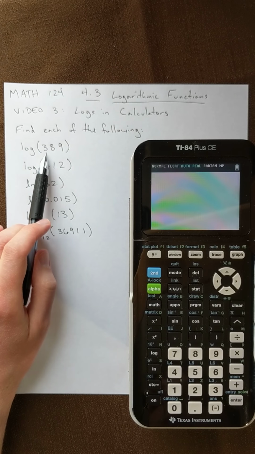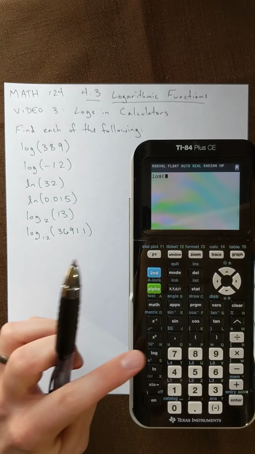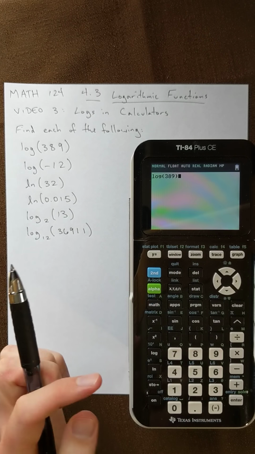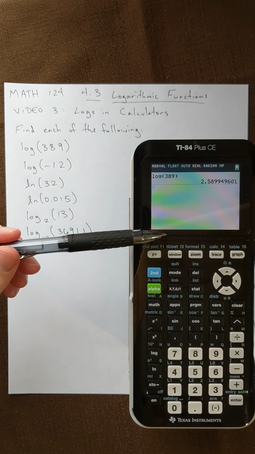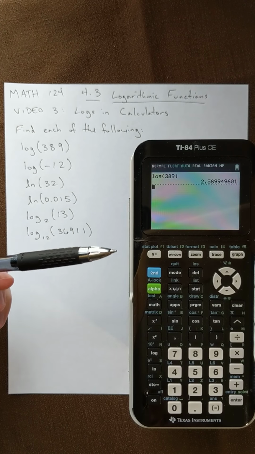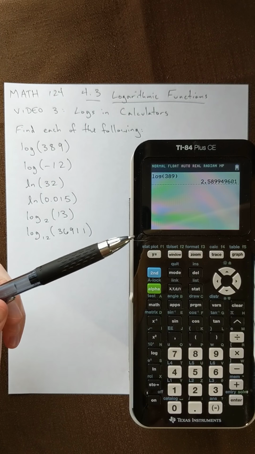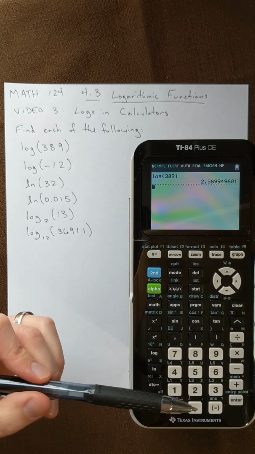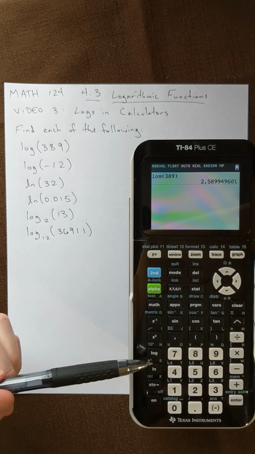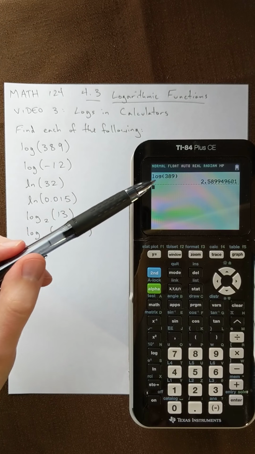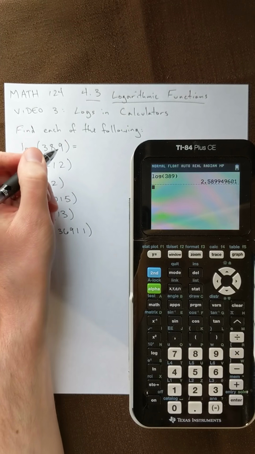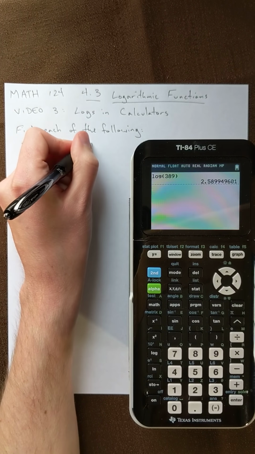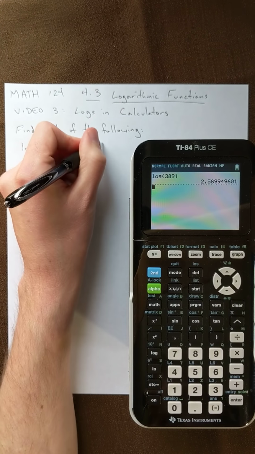So log of 389, I'm just going to type log 389, close parentheses, and hit enter, and I get an answer. If you have a calculator where only one number is displayed on the screen at a time, you might have to type 389 and then hit the log button. On mine, I can type it in so it looks like the expression on the sheet. Check this with your calculator and make sure you're getting the same answer, and I'll round it to 2.59.